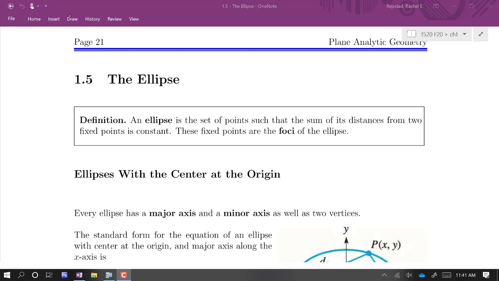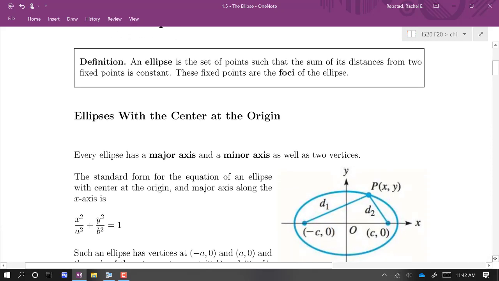All right, we're going to finish our study of analytic geometry with the ellipse. And the ellipse is a set of points such that the sum of its distances from two fixed points is constant. And those two fixed points are called the foci, the plural of focus. So there are two foci for an ellipse.